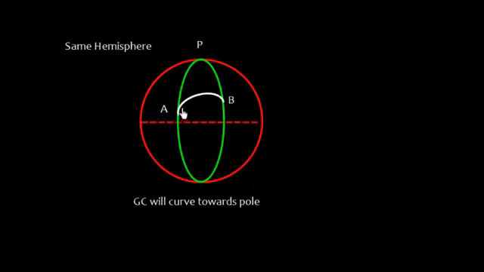Now if these 2 points, say point A, let me just mark here, this point A and this point B, are both in the same hemisphere. So this is the North Pole here, this is the equator, 0 degree. The great circle will curve towards the pole. So these are in the northern hemisphere. This curve, the GC, will curve towards the North Pole.